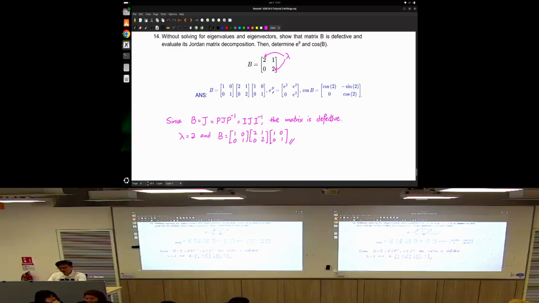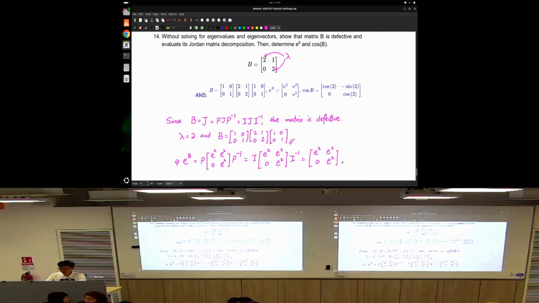So therefore, what's e to the B? Any questions? So last part, e to the B. e to the B must be P times e to the lambda, e to the lambda, and then for this one you differentiate e to the lambda, so you also get e to the lambda, times P inverse. But your P is I. So therefore it's going to give you I times e to the 2, e to the 2, e to the 2, because the lambda is 2, times I inverse, which is just the central matrix itself.